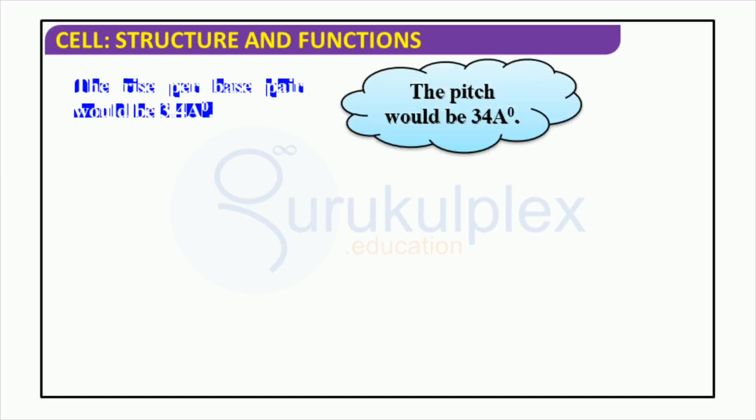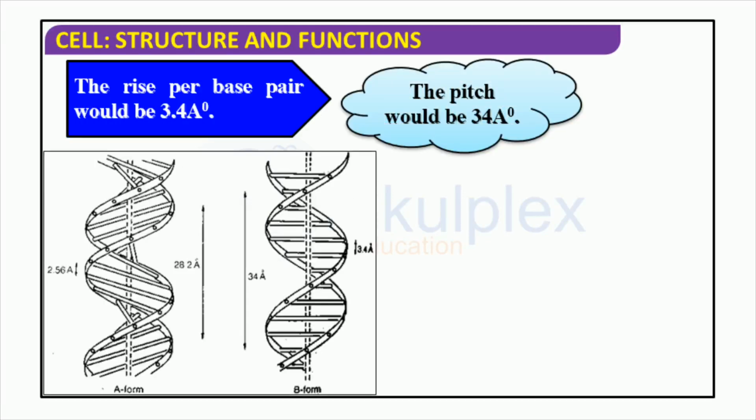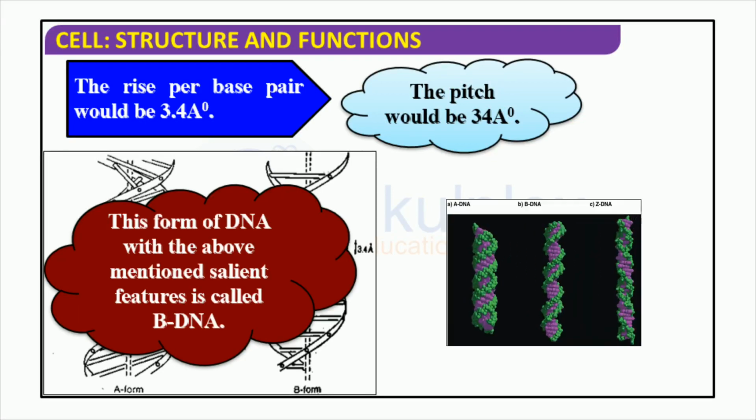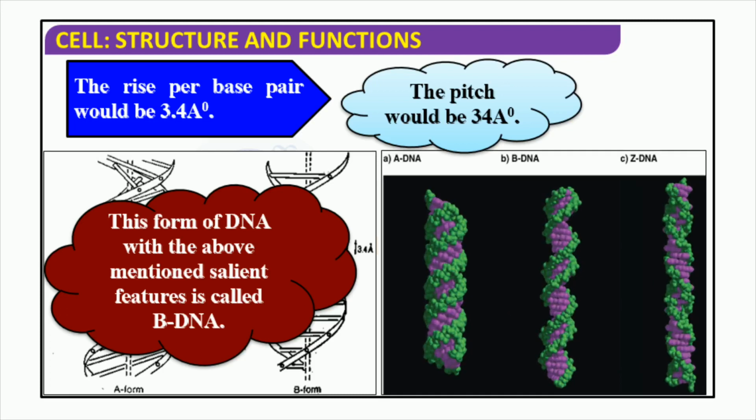B-DNA is the most common and widely studied form of DNA in biological systems, characterized by a pitch of 34 angstroms per turn and a rise of 3.4 angstroms per base pair. This specific arrangement is essential for the highly accurate replication of genetic information.